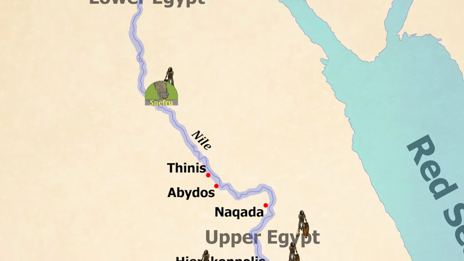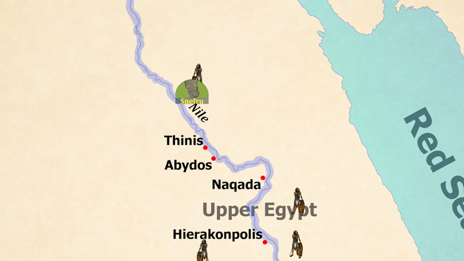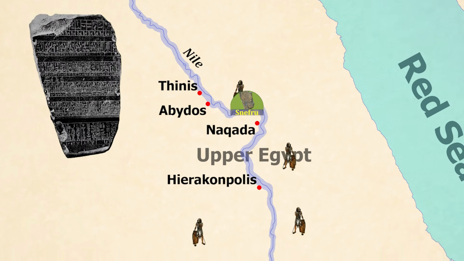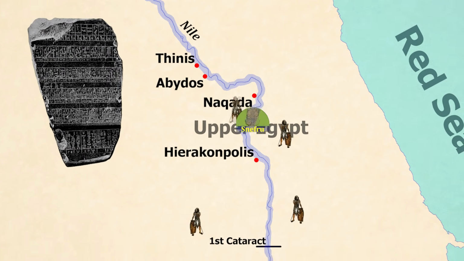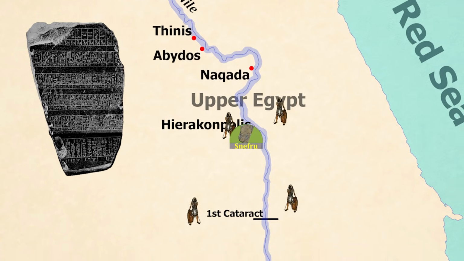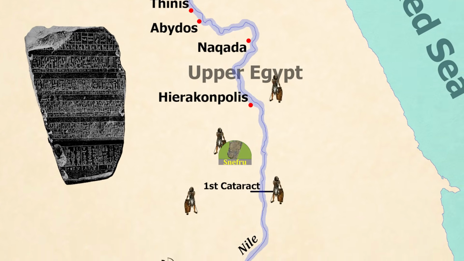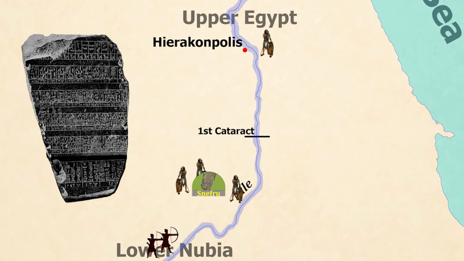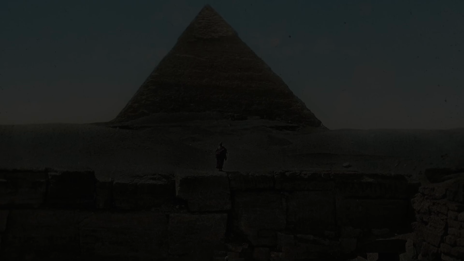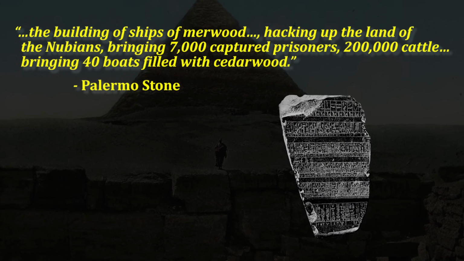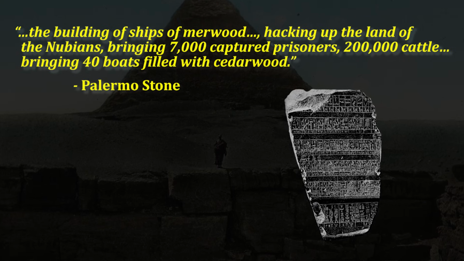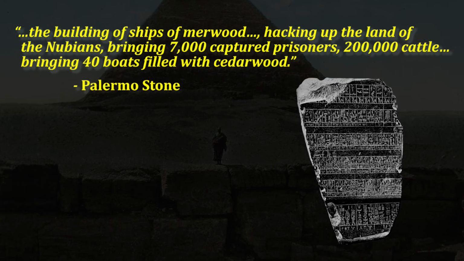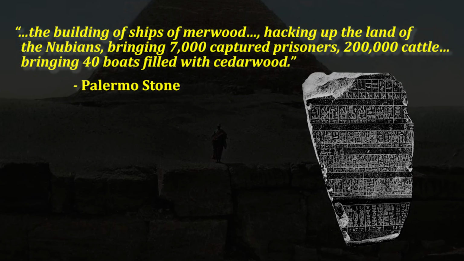Along with his massive building projects, Snefru was also remembered by later generations as a great warrior. The chronicle known as the Palermo Stone, written a few centuries after Snefru's death, records campaigns both to the west along the Libyan frontier, as well as to the south, in Nubia. One of its partially broken registers tells us about the building of ships of Meru wood, hacking up the land of the Nubians, bringing 7,000 captured prisoners, 200,000 cattle, bringing 40 boats filled with cedar wood.